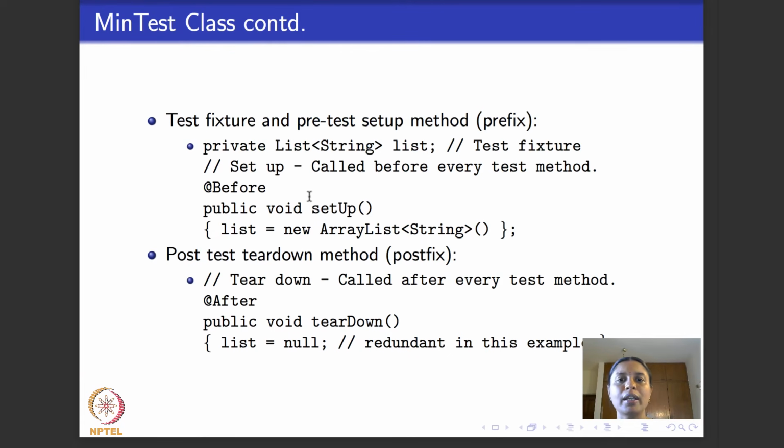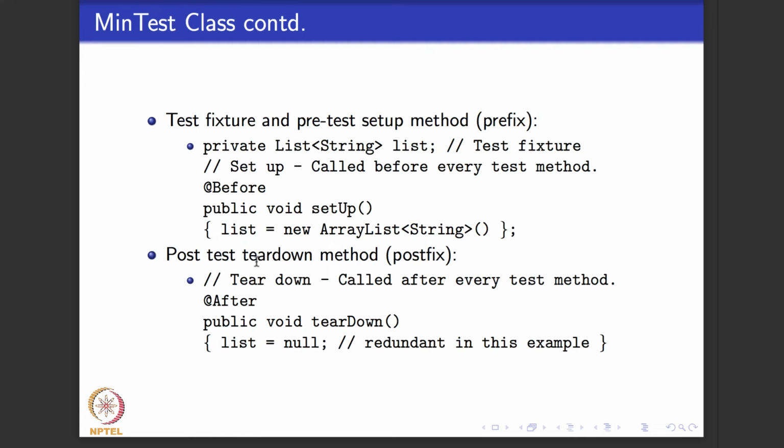Prefix value is given by this @Before thing, as I told you. So what you do is you give a test fixture and a pre-test setup method. You give it a list, which is a test fixture, and then you set it up, which is called before the main test method. The main test method actually has the test cases for execution. So I pass a new array for this. And after this, the main test method would be called, containing the test cases.